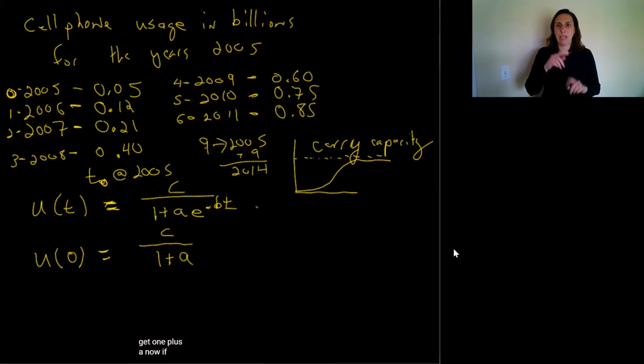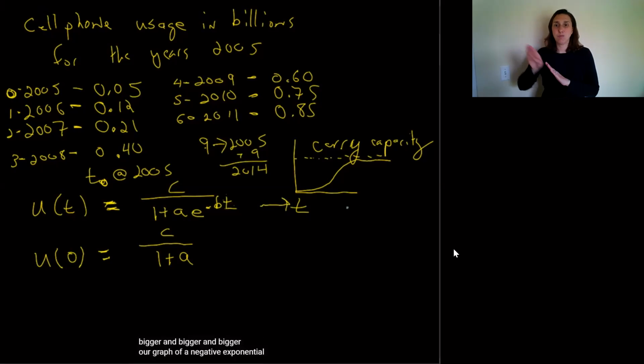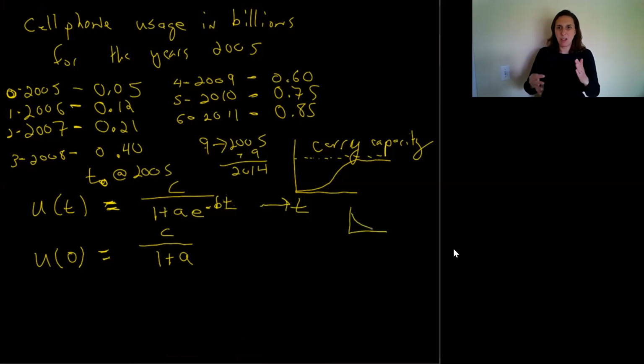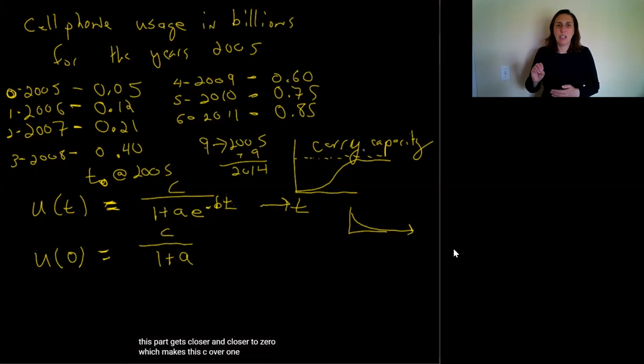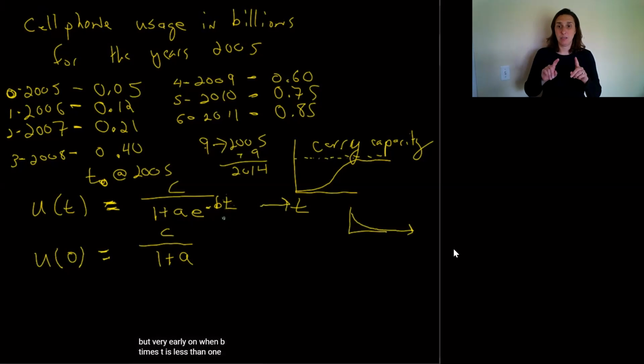Now, if t were to go towards infinity, t were to keep getting bigger and bigger and bigger, our graph of a negative exponential gets closer and closer to 0. So as time goes on, this part gets closer and closer to 0, which makes this c over 1. So it approaches some number. But very early on, when b times t is less than 1, this looks like a positive.